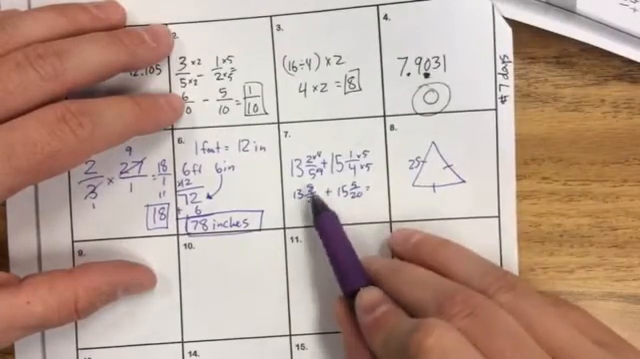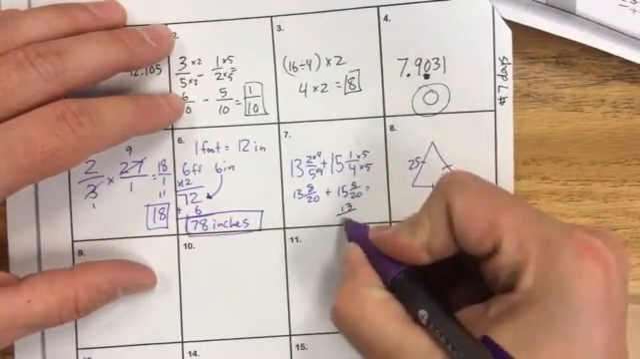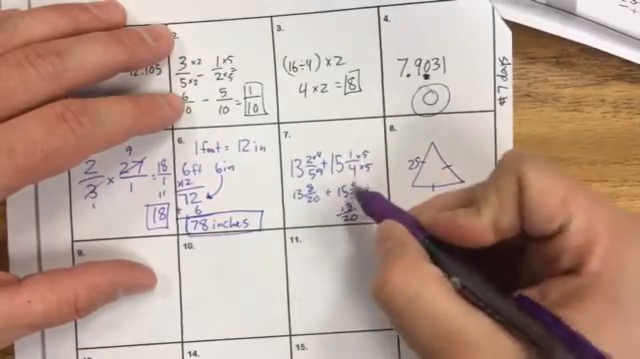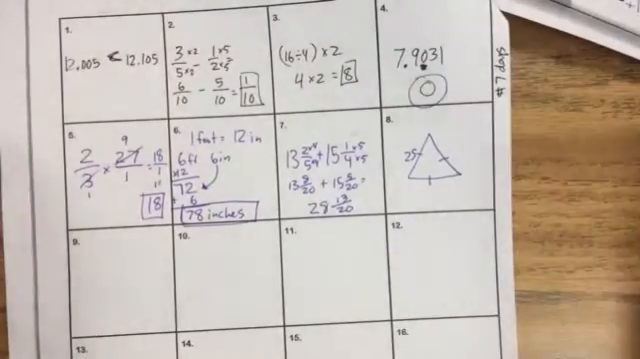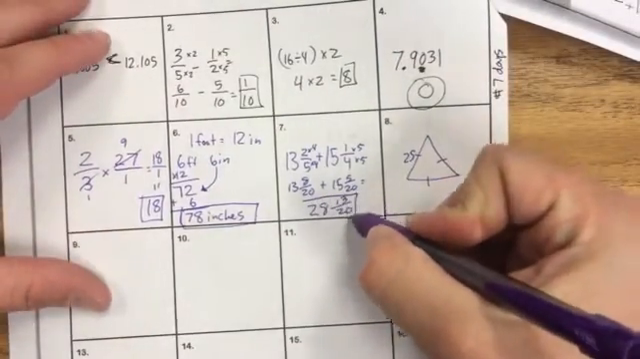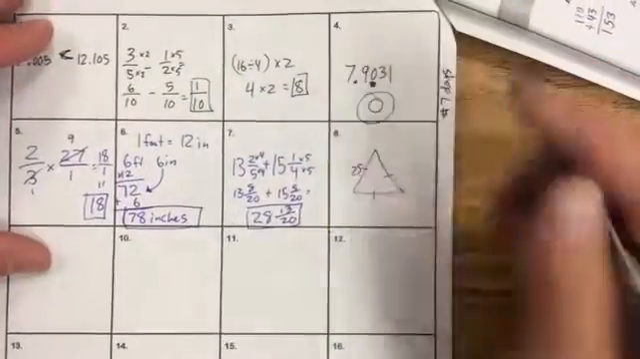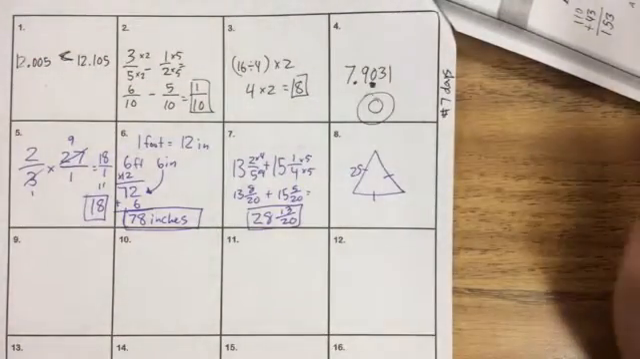8/20 plus 5/20. 8, 9, 10, 11, 12, 13. That's going to give me 13/20, and 13 plus 15 is going to give me 28. 28 and 13/20. All right, 28 and 13/20. So I just want to make sure that that was an addition problem. Okay, and 13 and 20, there's nothing that can go into both of those, so I do not reduce.